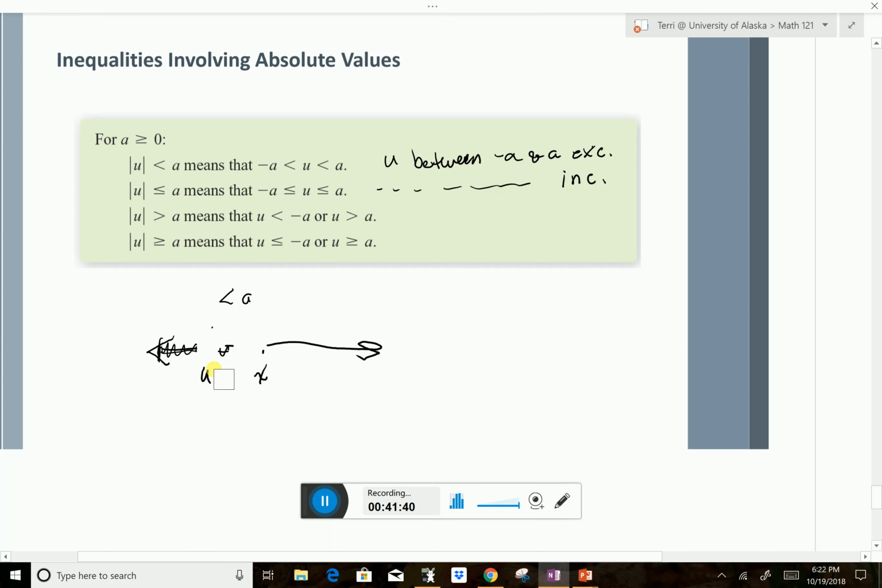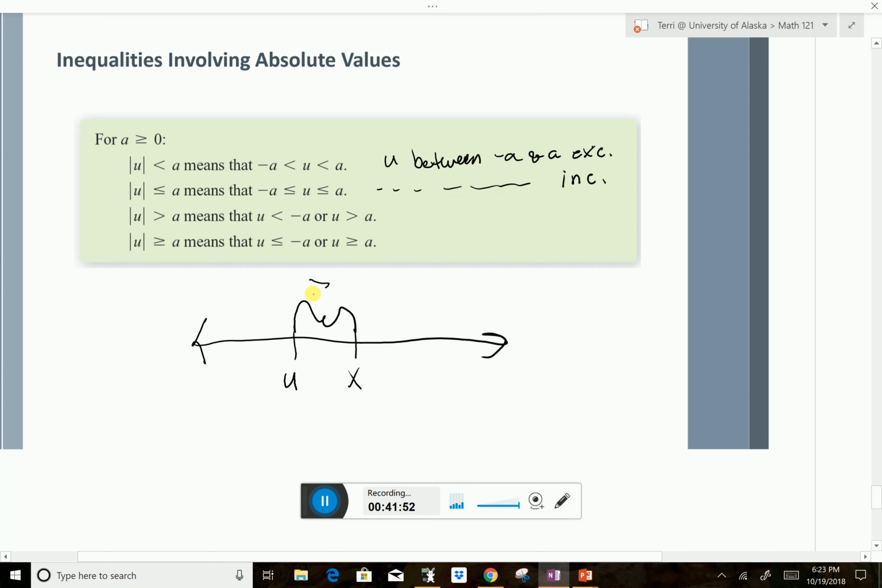And if I'm looking at something where I want it to be far away, if it's greater than, so here's x and here's u, and I say this distance is greater than a, and we can actually say this is 0, then this means that u must be either less than negative a or greater than a, because the distance has to be on the outsides. And we cannot make that into one inequality. It's always two inequalities.